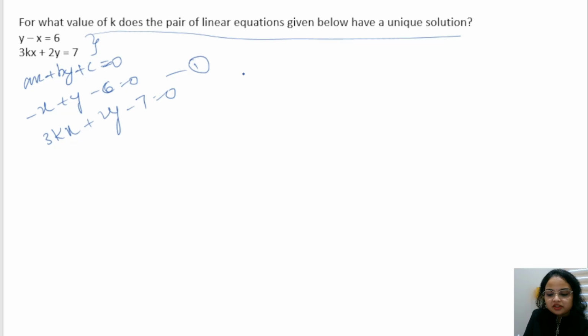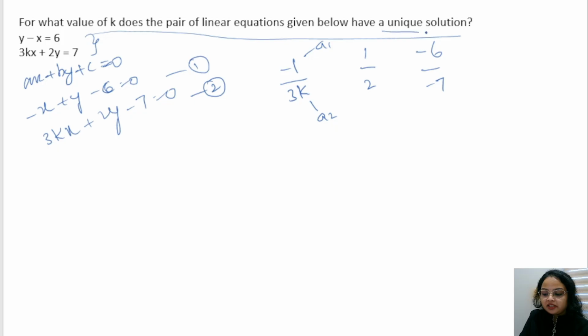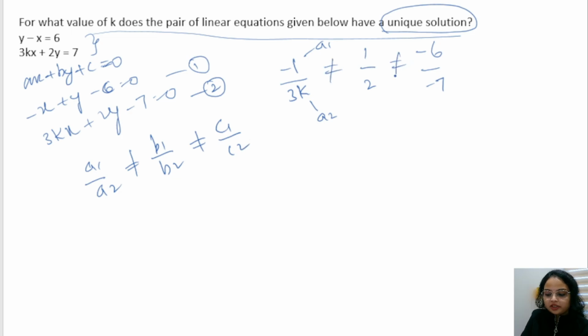In the first equation, what is the coefficient of x? It is minus 1. And what is the coefficient of x in the second equation? 3k. Okay, a1 by a2, this is a1 and this is a2, and we'll take b1 by b2, it is 1 by 2, and c1 by c2, the constant terms, it is minus 6 by minus 7. And what is the condition for unique solution? a1 by a2 not equal to b1 by b2 not equal to c1 by c2. These three ratios are not equal.